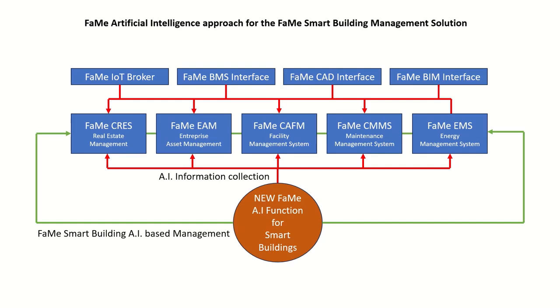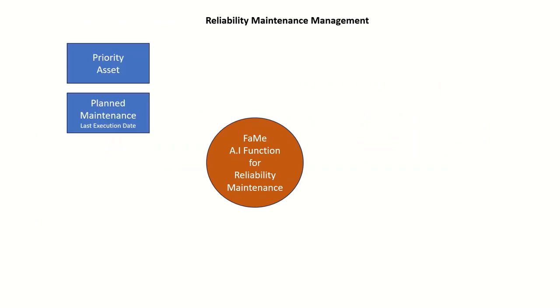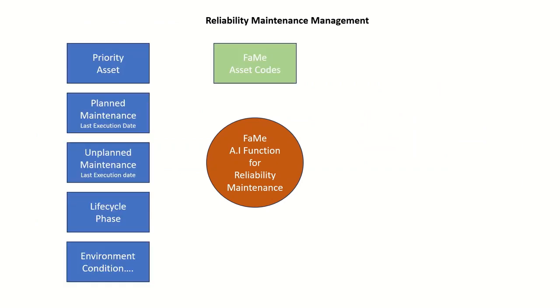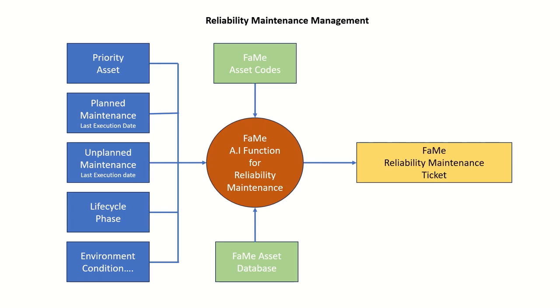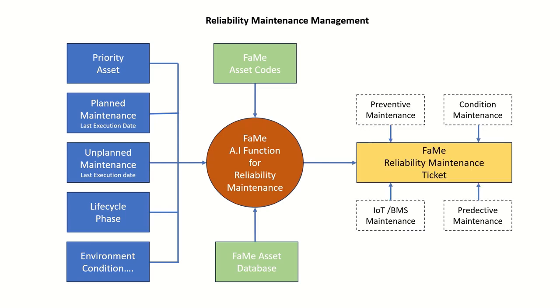Green color arrows. We show now an example of the FaMe AI approach. In this case, the FaMe Reliability Maintenance Management function. The AI-based maintenance function reduces the cost for planned maintenance by up to 80% compared with classic preventive maintenance. The FaMe system prognoses with the AI calculation the expected asset failure time and schedules automatically a maintenance ticket before the failure appears. The system uses the FaMe asset data for the calculation of the maintenance execution time.